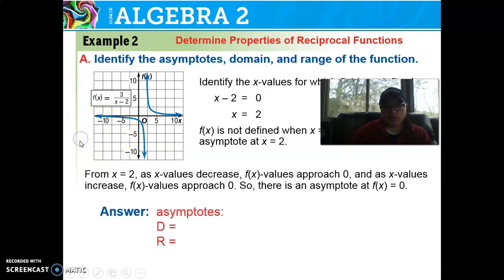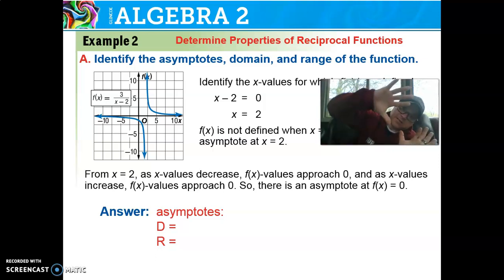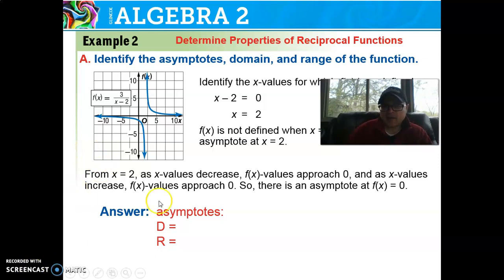So to find a horizontal asymptote, you kind of want to look at where the function is flattening out. Or if you need to, turn your paper sideways or your graph sideways and treat it just like a vertical asymptote. I think you can see that this is breaking apart at the x-axis, so there's an asymptote when y equals 0. So asymptotes are when x equals 2 for the vertical asymptote and y equals 0 for the horizontal asymptote.